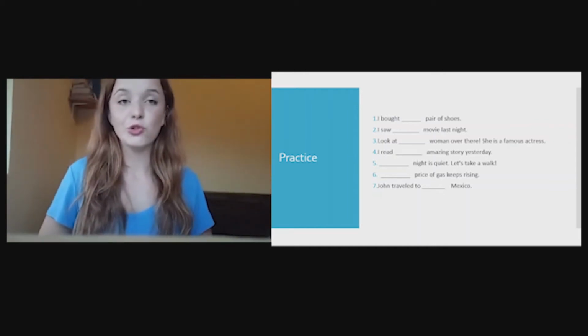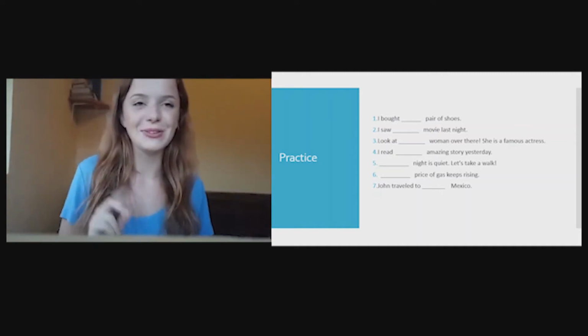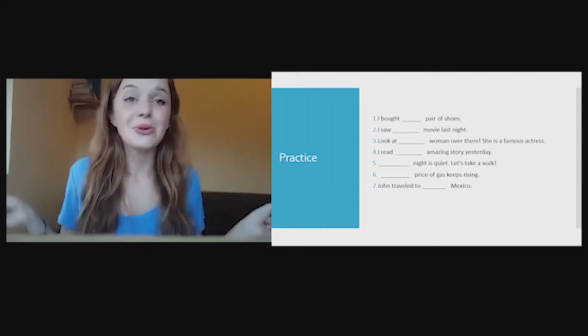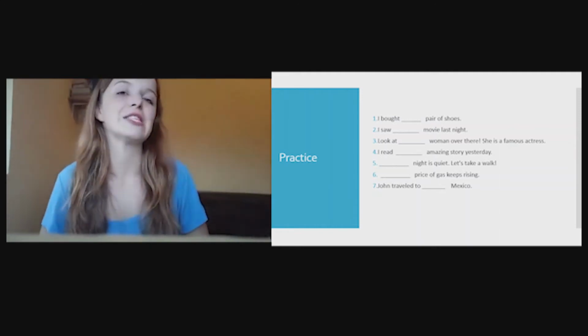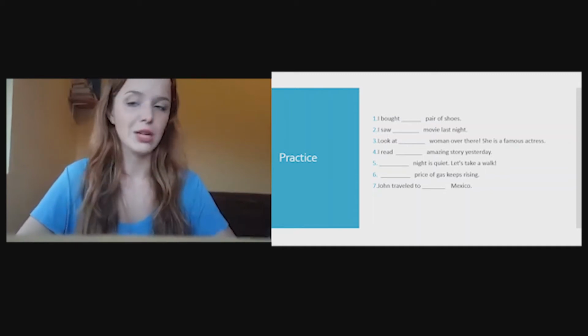And we have, John traveled to Mexico. So another country, a geographical term, but here you're not going to use any article, since we don't use the definite article with Mexico, with a country.